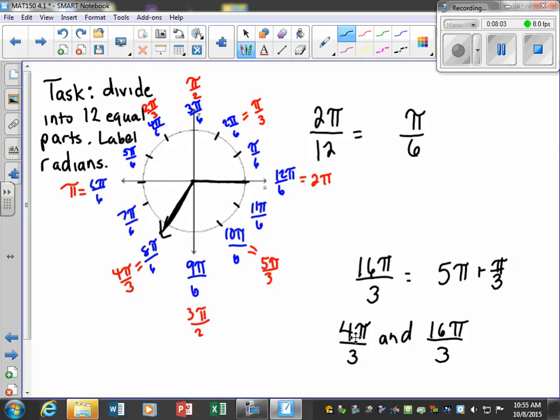Now, what's the only difference between this one and this one? It goes around more and more revolutions, right? But they always start and stop in the same location. So initial side and terminal sides will always match up. This is kind of like a multiple of other in terms of revolutions. Okay.